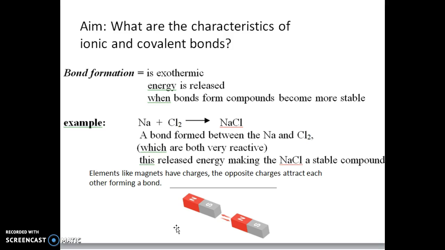When two magnets come together, there's an attraction, and you can see it right here down at the bottom of the page. The north pole of the magnet and the south pole of the magnet slam into each other and they get a pop. That's energy being released. And when that happens, it becomes much more stable. So therefore, bond formation is exothermic, all right, and it stabilizes the elements.